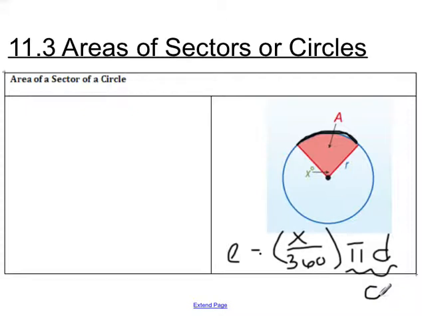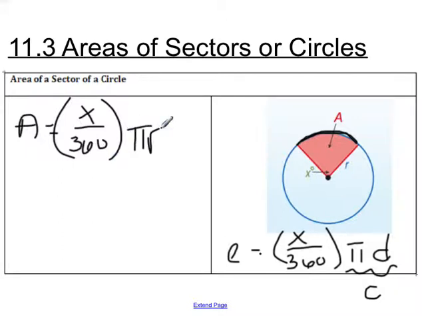Now to get the area, it's really going to be a lot of the same thing. We're going to take the degree of that angle divided by 360, except this time, instead of multiplying by the circumference, to get the area of that sector we're going to multiply it by the area of the circle. The area is equal to x divided by 360 times the area of the circle, and the area of the circle is pi r squared. So to get the area of just this segment, we take the degree measure, divide it by 360, and then multiply it times pi r squared. That's the formula we're going to be using today.